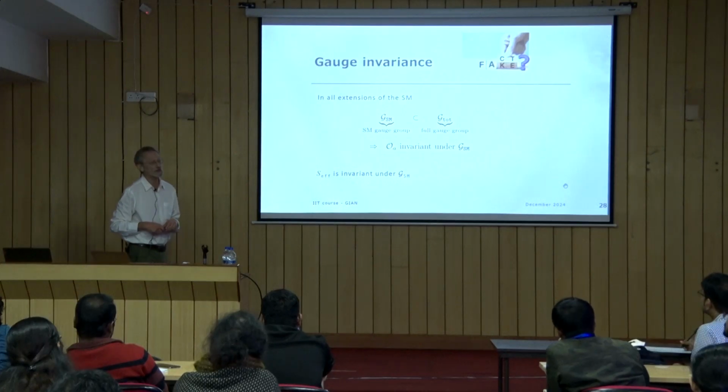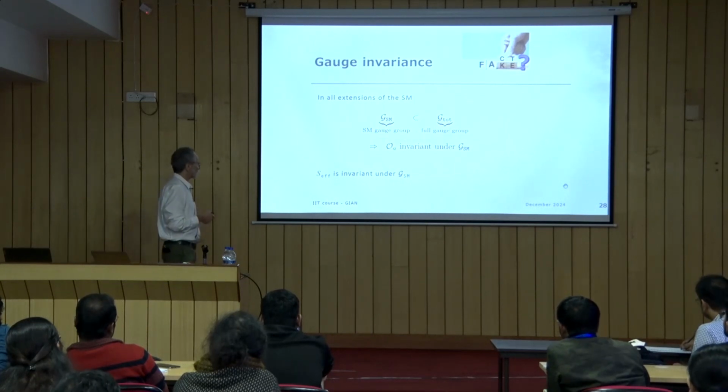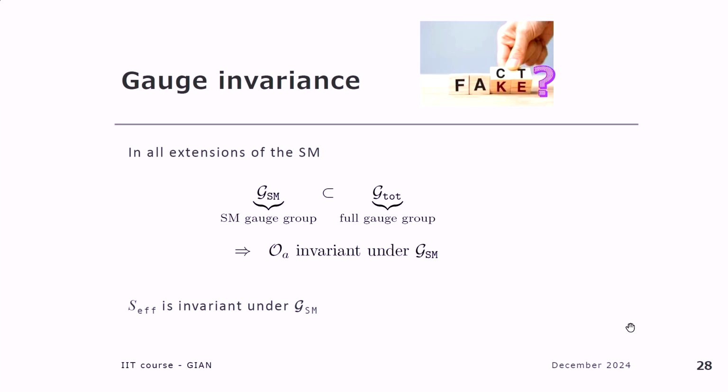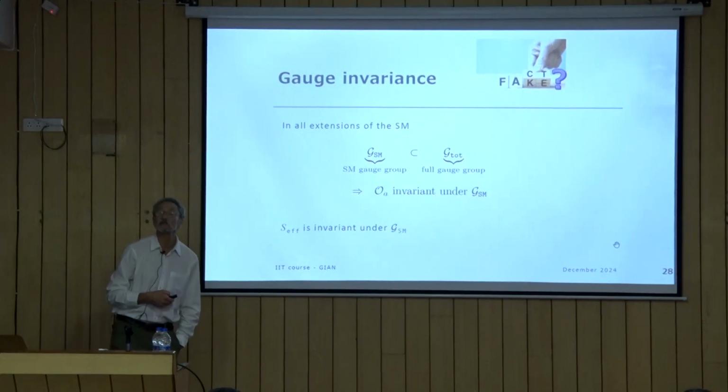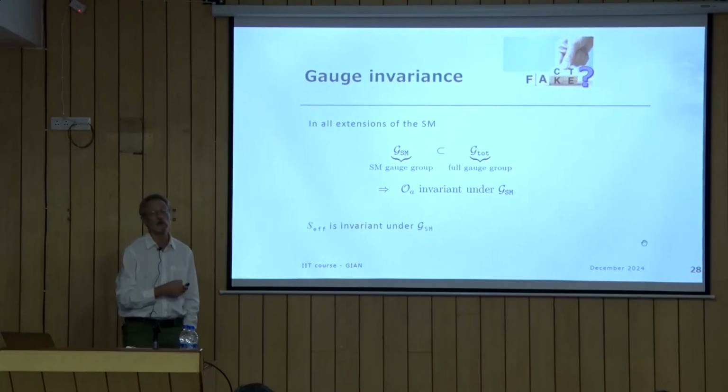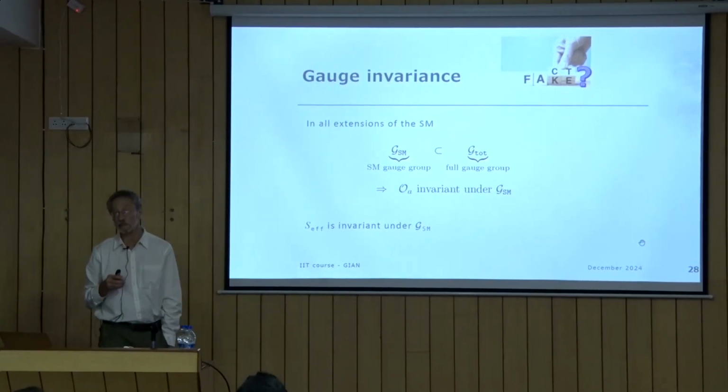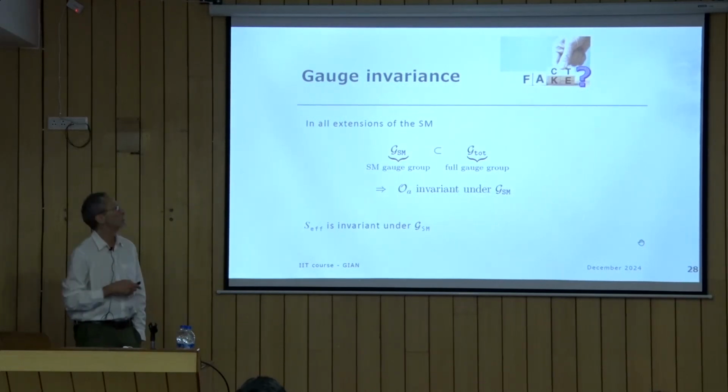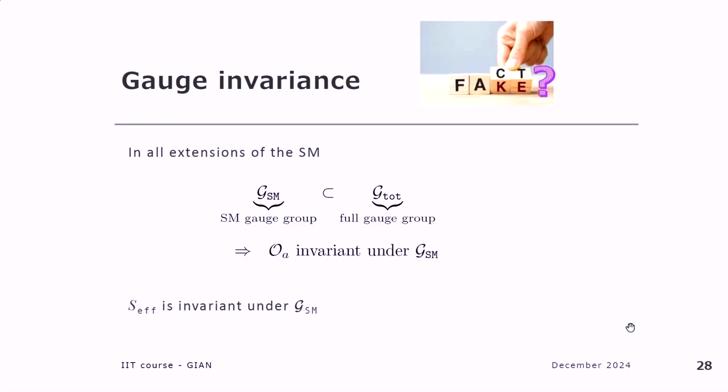The other thing I want to talk about is gauge invariance. In all the extensions, you can do any calculation with grand unified theories, supersymmetric, any concrete model extension of the standard model, you'll find that the theories have a grand or large total symmetry group, and the standard model group is embedded into it. It's part of it. It could be the same, like for example in the minimal supersymmetric standard model, they're the same. But G total can be larger. And as I said, from the decoupling theorem, you'll find that the O_a are invariant under G_SM, because this is a subgroup of the total group.